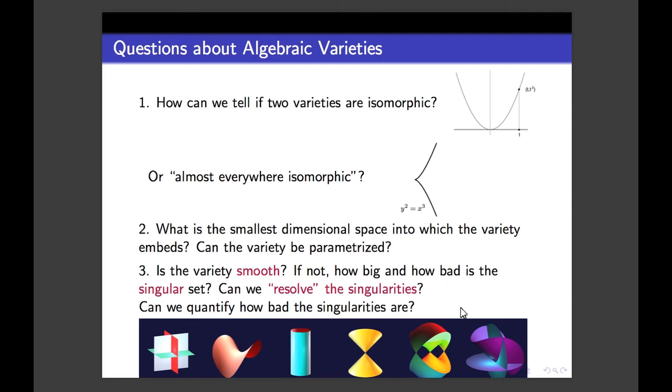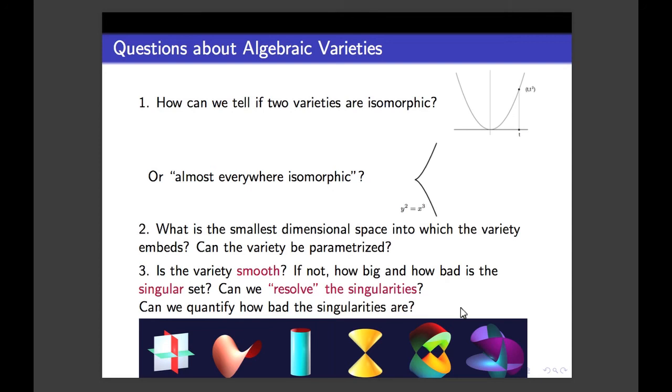So like here, if I take these 3 planes, I can think of those as a resolution because I can map those to that configuration, actually using polynomials, and it'll be a nice map. And it'll be an isomorphism everywhere except where those crossings happen. So that guy is birationally, almost everywhere, isomorphic to 3 planes.